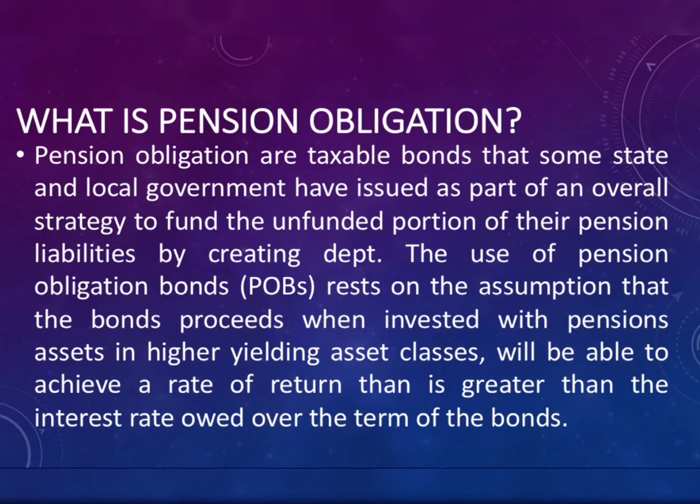Pension obligation bonds are taxable bonds that some state and local governments have issued as part of an overall strategy to fund the unfunded portion of their pension liabilities by creating debt. The use of pension obligation bonds, or POBs, rests on the assumption that the bond proceeds, when invested with pension assets in higher yielding asset classes, will be able to achieve a rate of return that is greater than the interest rate owed over the term of the bonds.